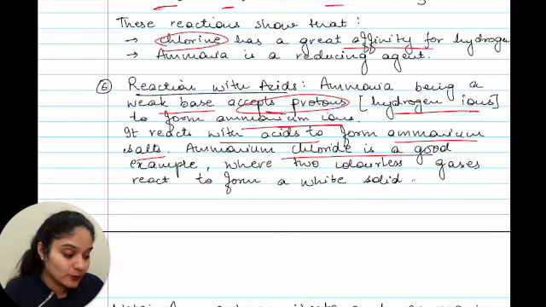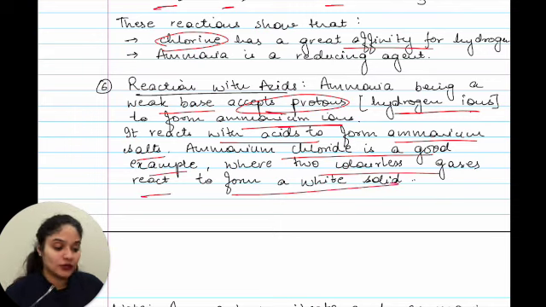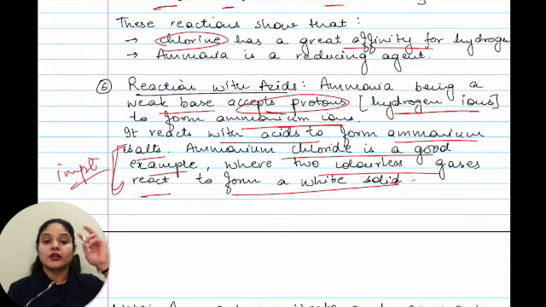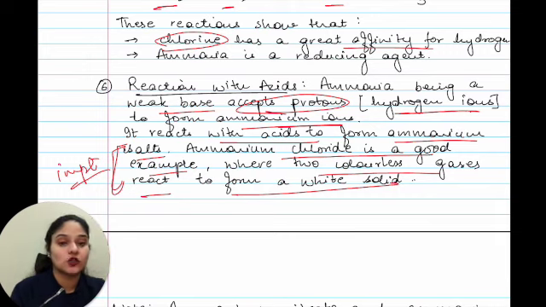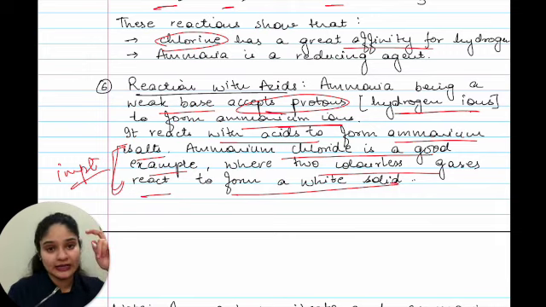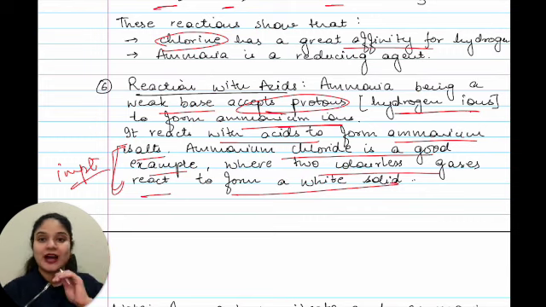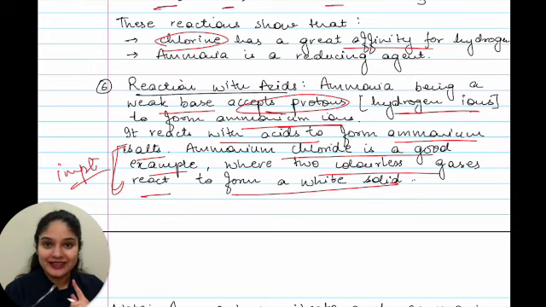Ammonium chloride is a good example where two colorless gases react to form a white solid. Very important. The gases they are talking about here are HCl gas and ammonia gas. They can also ask you to give an example where an acidic gas and a basic gas give you a solid. That is what is happening here: you have ammonia gas and hydrogen chloride gas giving you a white solid. I hope this much is clear, students. Let's quickly move on.